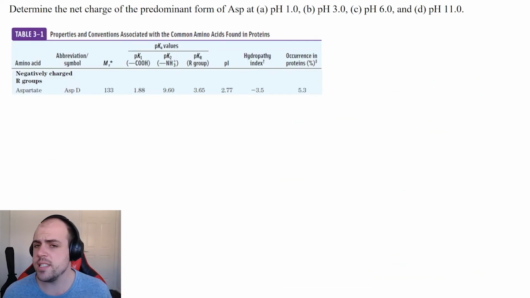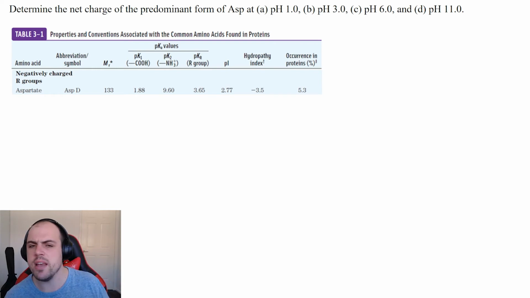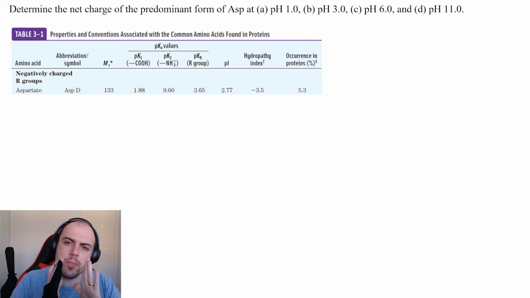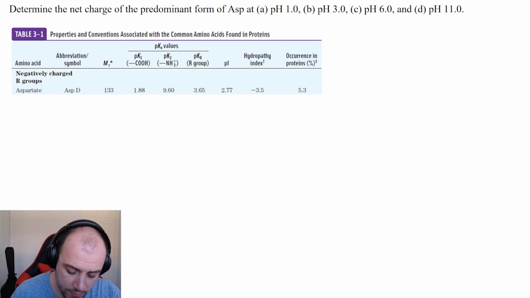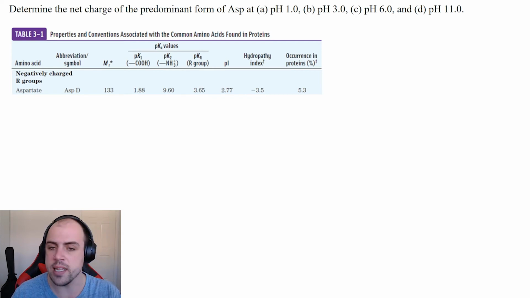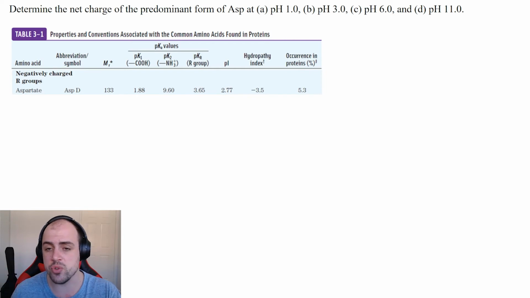Okay, so let's increase the difficulty slightly. Let's have a look at our amino acid, but instead of choosing such strong pHs, instead of saying just pH 1 or pH 7 or pH 14, let's make these changes a little bit more gradual. So this question is saying to determine the net charge and the prominent form of aspartate at a pH of 1, 3, 6, and 11. So what I'm going to do here is just make a small note to myself, just to keep in mind the structure of aspartate while I'm working through this question.